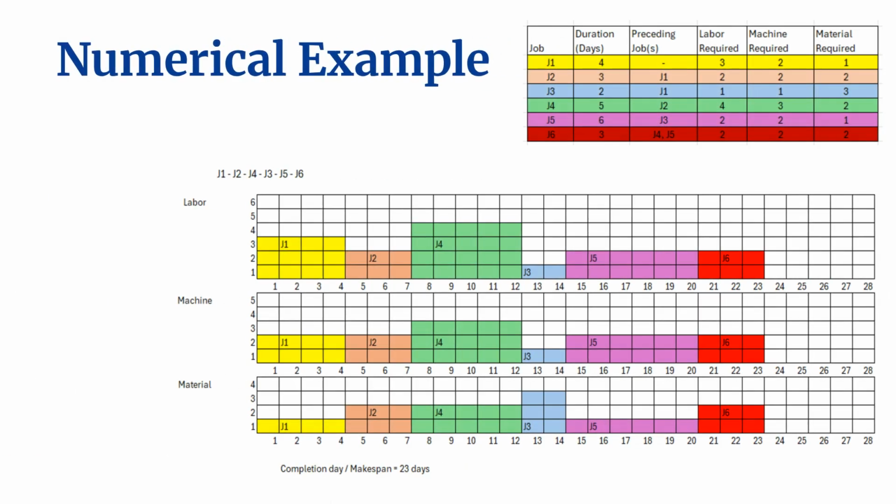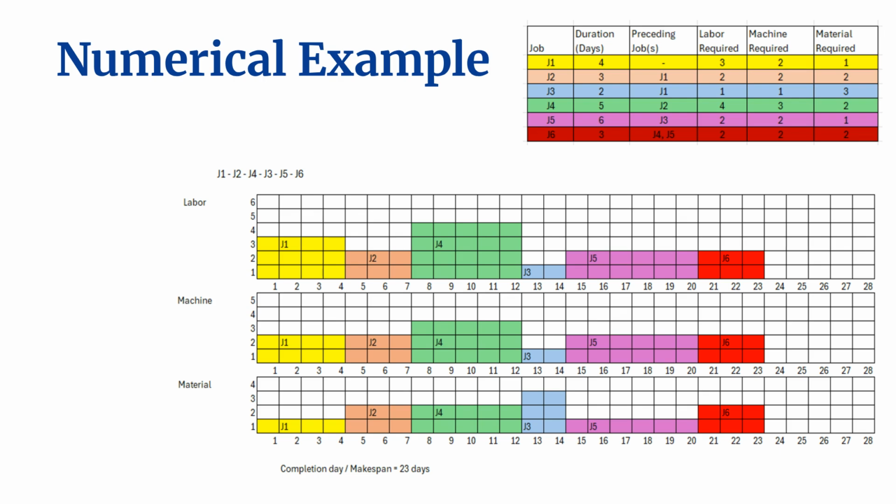This slide presents the project schedule generated under a modified job sequence, J1, J2, J4, J3, J5, and J6. As you can see from the Gantt charts across all three resource profiles, this reordering has significantly altered the job allocation pattern compared to our previous sequence.